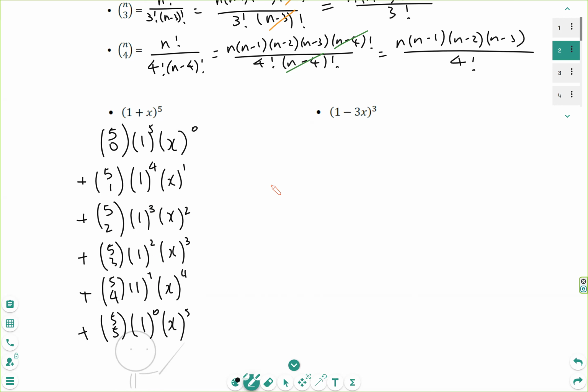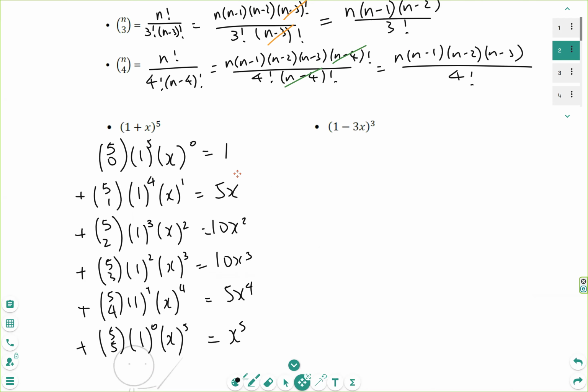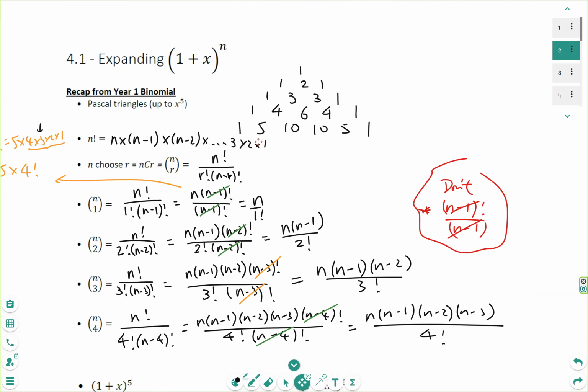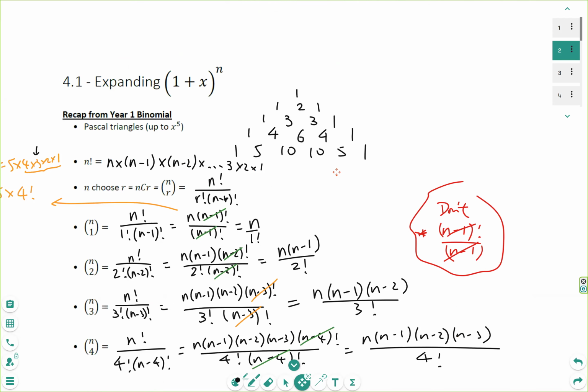Okay, then what we'll do is I'll put in a calculator one by one. 5 choose 0 times 1 is 1. 5 choose 1 times 1 to the power of 4 is 5. Don't forget the x. This one, put in a calculator, is 10x squared, 10x cubed, 5x to the power 4, and x to the power 5. Well, to be honest, if you knew it better, you would have known this 1, 5, 10, 10, 5, 1 is exactly the Pascal triangle row. So these two are interchangeable.